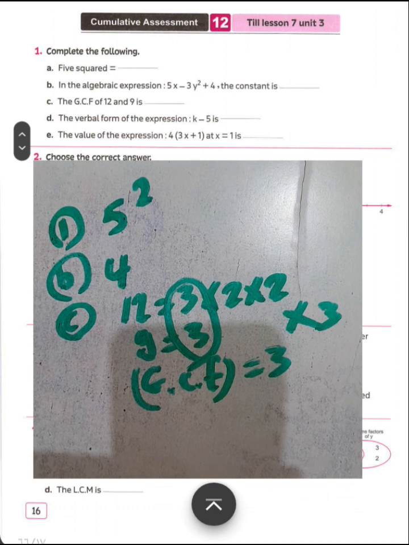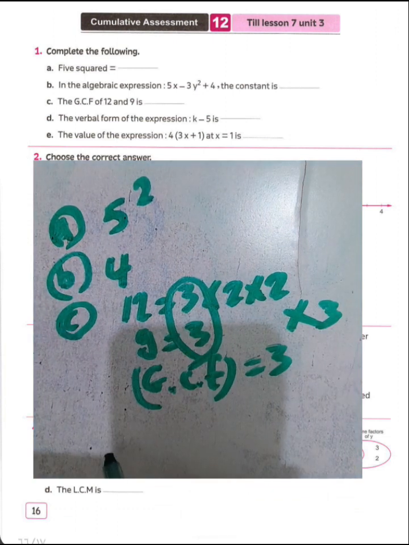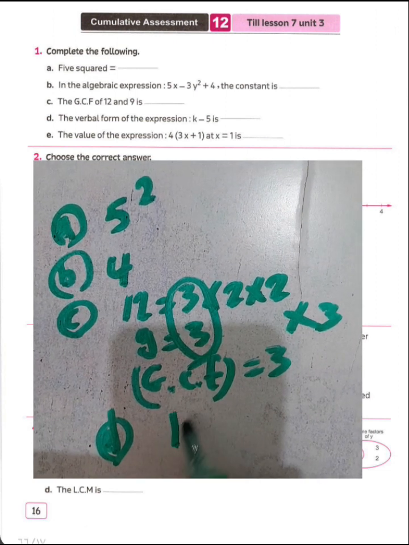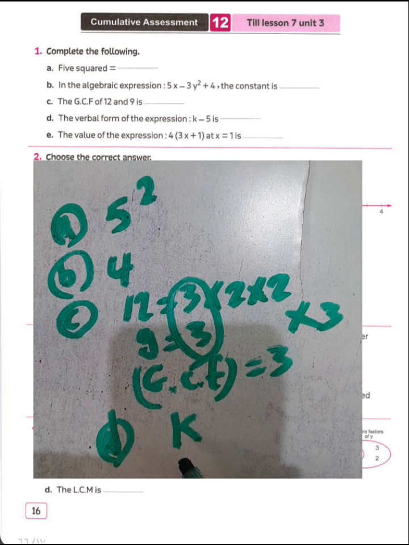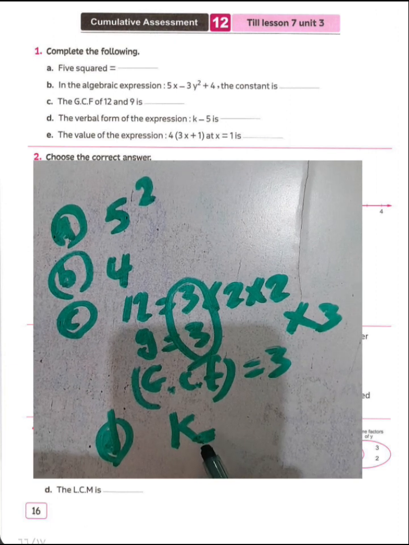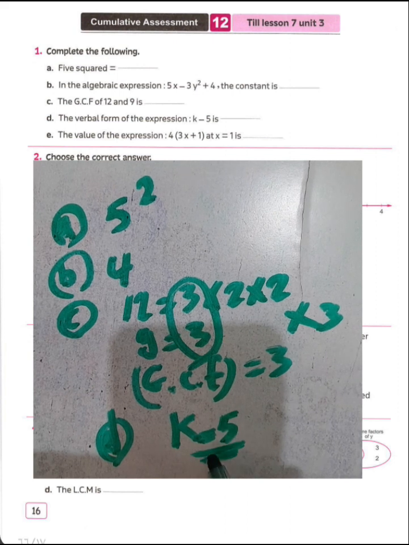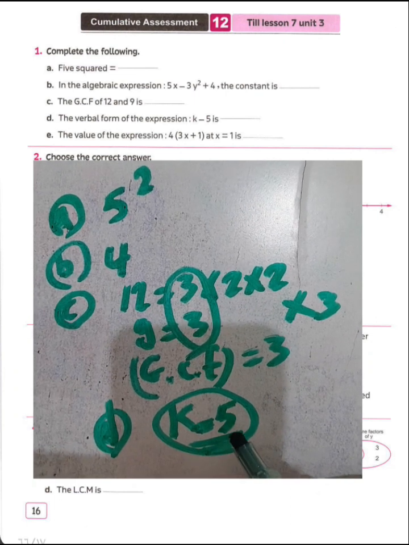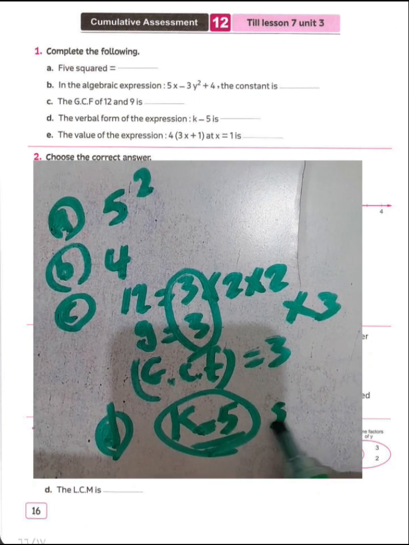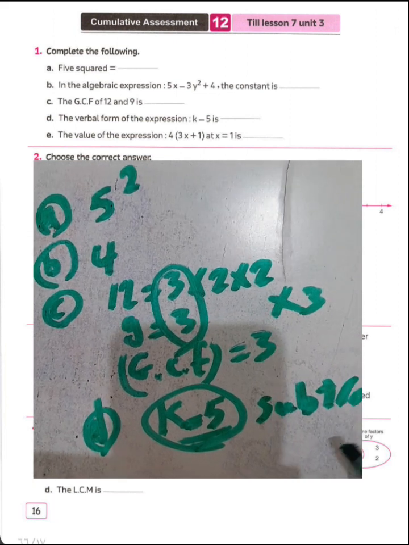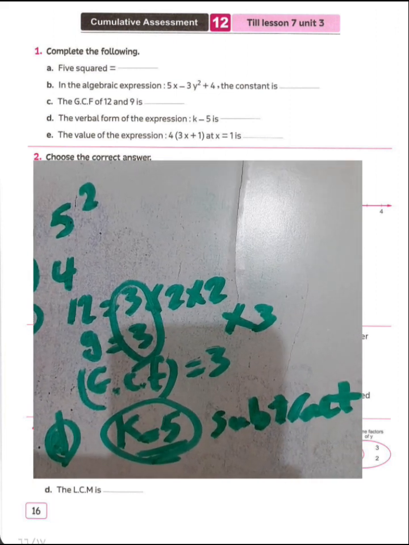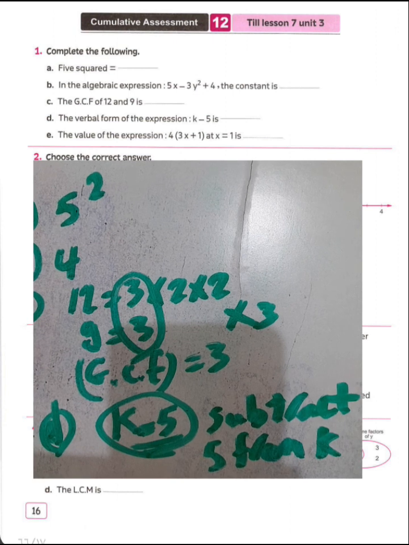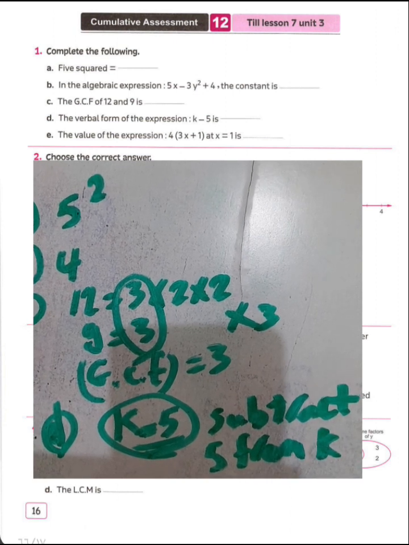Letter D: the variable expression k minus 5, we call it here the number k subtracted by 5. We want to write the variable form k minus 5. We can write here: number k subtracted by 5, or you can write 5 less than k, or you can write the number k less 5. You can also write subtract 5 from k.